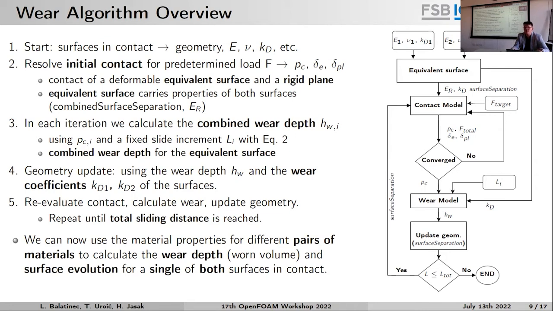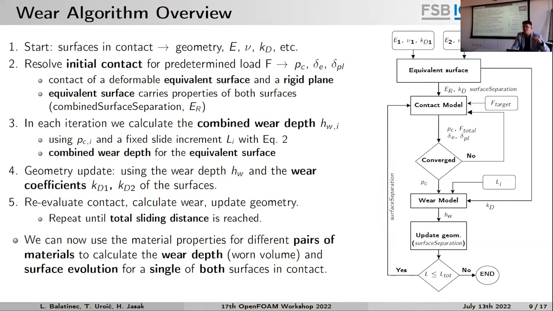Then for each iteration, we can calculate the wear depth using our contact pressure from our contact model and a fixed slide increment Li and the aforementioned equation two, which we have seen in the last slide. Another note is that the wear depth we are calculating is the combined wear depth, meaning that it is being calculated for the equivalent surface. So in the next step, which is the geometry update step, we will be using the dimensional wear coefficient of the two surfaces in contact to calculate the amount each surface is worn from the combined wear depth.